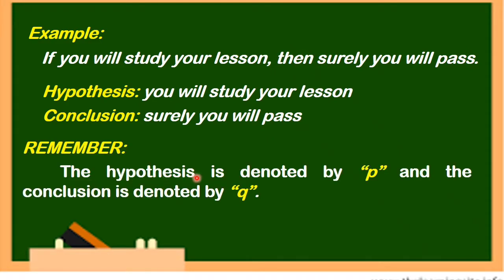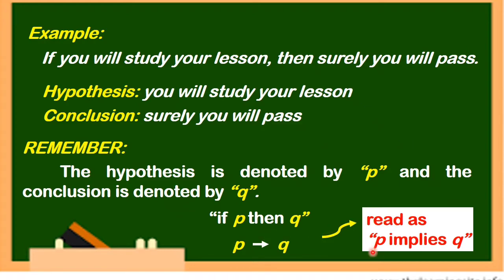Remember that the hypothesis is denoted by P and the conclusion is denoted by Q. That's why, if P, then Q. P then Q, or in simple form, is read as P implies Q.